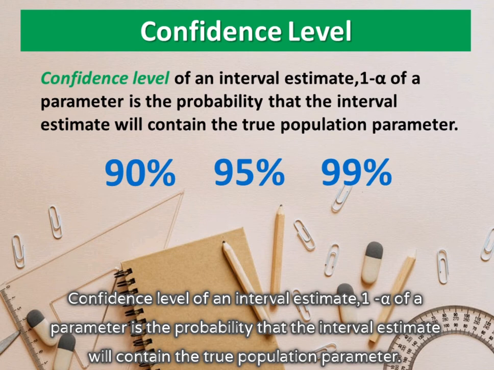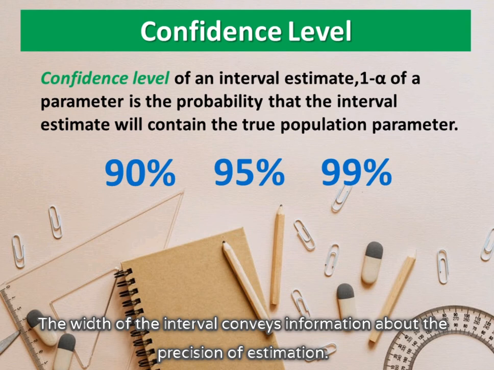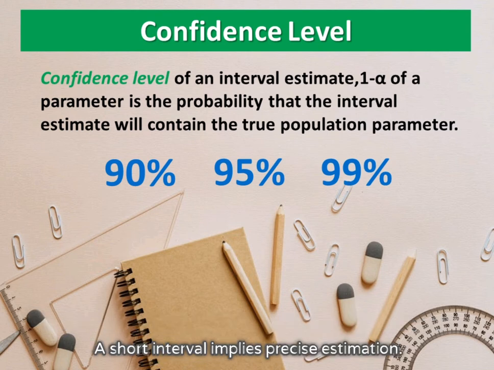Confidence level of an interval estimate, 1 minus alpha of a parameter, is the probability that the interval estimate will contain the true population parameter. The width of the interval conveys information about the precision of estimation. A short interval implies precise estimation.